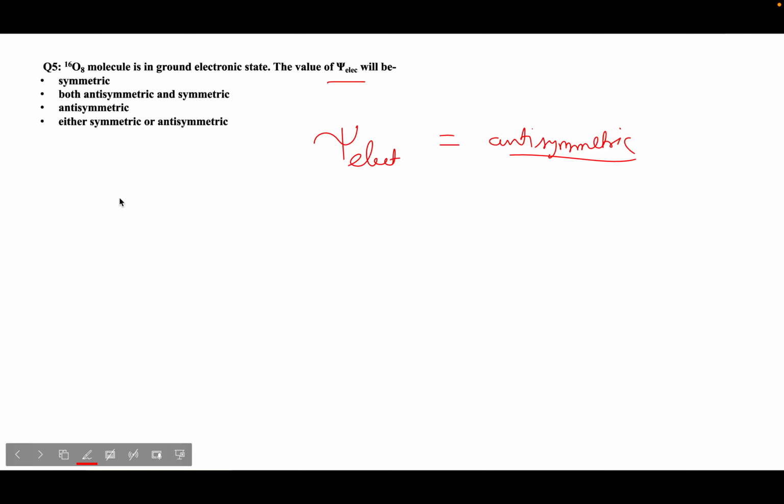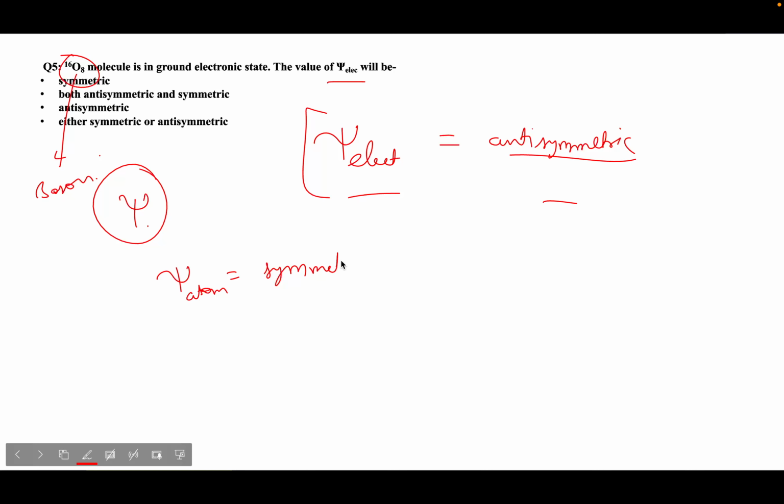So psi whole is symmetric, because the whole atom is a boson, but the electrons are fermions. So if we are specifically talking about these electrons, the psi electronic will be antisymmetric, but psi for this whole atom is symmetric. So this is the trick here, that psi electronic, the electronic wave function, is antisymmetric.